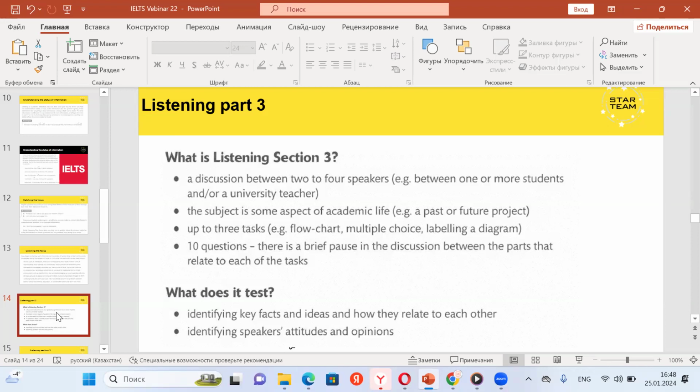В section 3 у нас обычно бывает flowchart completion, multiple choice всегда. Практически в listening part 3 multiple choice это практически обязательно. And labeling a diagram. We have 10 questions, and there is a brief pause in the discussion between the parts that relate to each of the tasks. У нас есть пауза между тасками, между заданиями. Зачем нужен listening part 3? Что он тестирует? What does it test? Identifying key facts and ideas, how they relate to each other, and identifying speakers' attitudes, opinions. Очень часто.